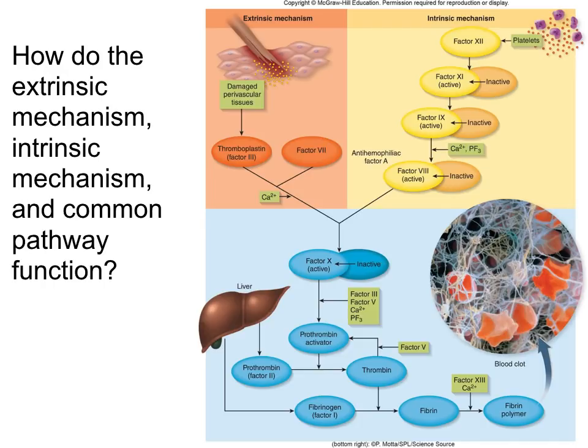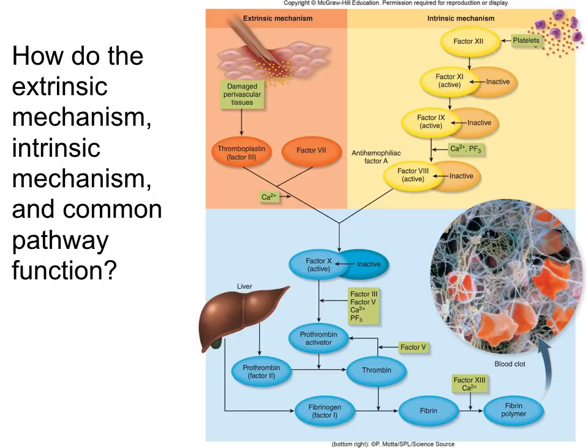This initiates a series of chemical reactions that does involve calcium. Calcium is considered a clotting factor. And at the end of this series of chemical reactions, factor 10 is formed, and then factor 10 allows for the formation of prothrombin activator.